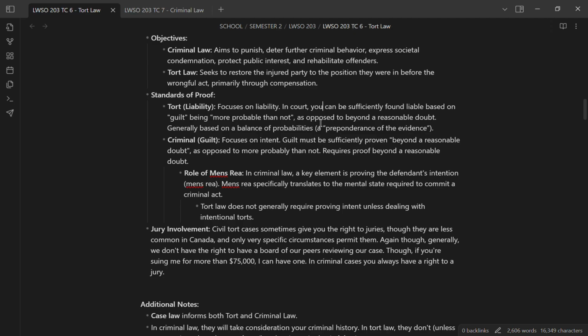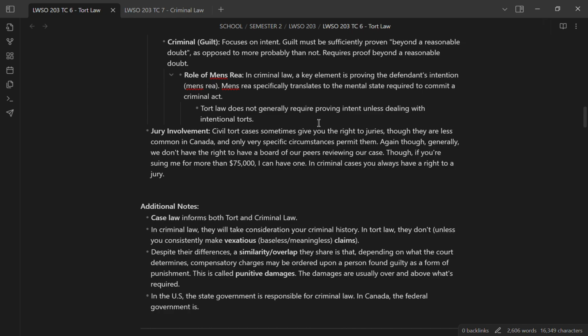Just one more thing when it comes to a difference between the two of them. Jury involvement is a big thing. In civil tort, sometimes you get the right to a jury, though they're not really that common, and it's only in really specific circumstances where you're permitted to have them. But again, generally, you don't really have the right to a board of peers reviewing your case. But if you're suing someone for more than $75,000 in damages and such, you can have one. The difference between that and criminal is in criminal law, you are always entitled to a jury. You may not choose one, but you are always entitled to one, and that's a key distinction.